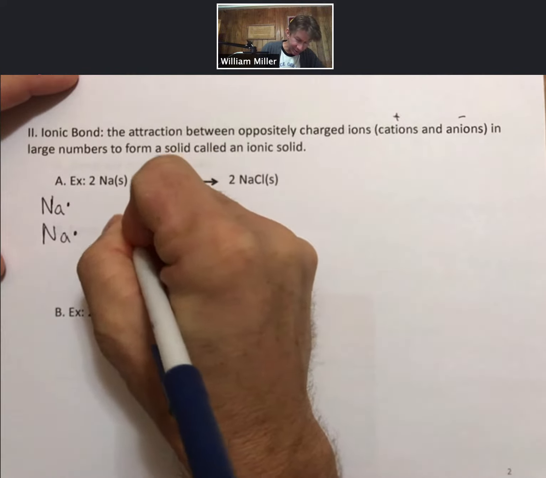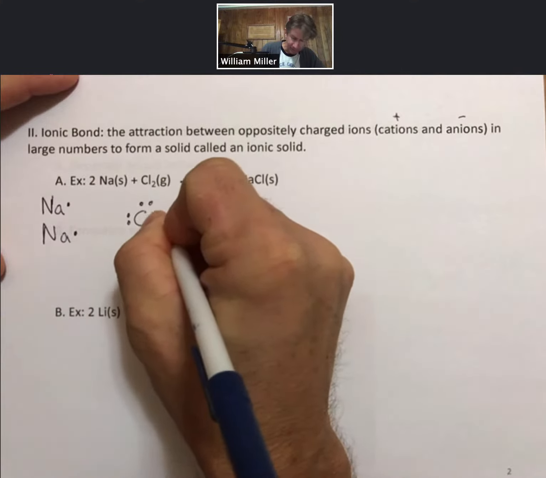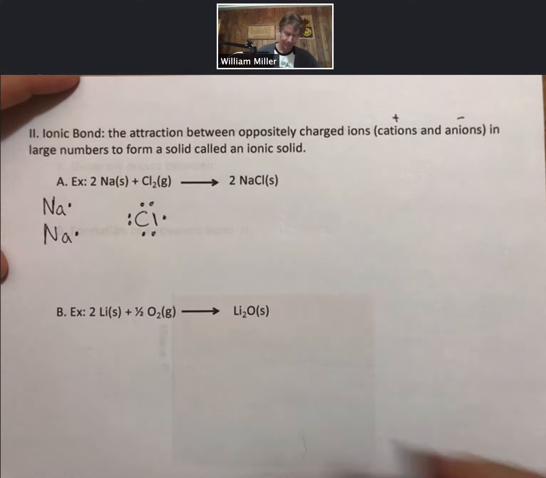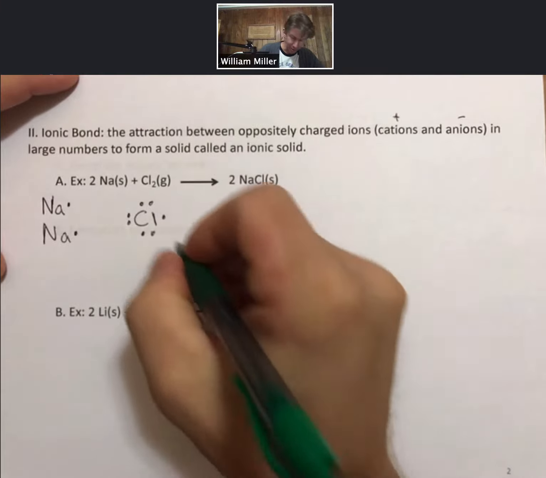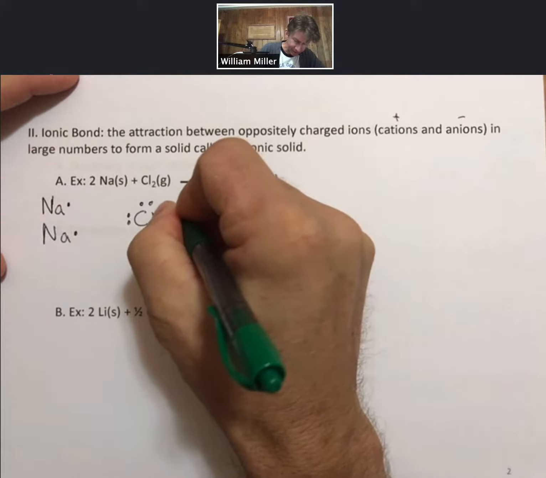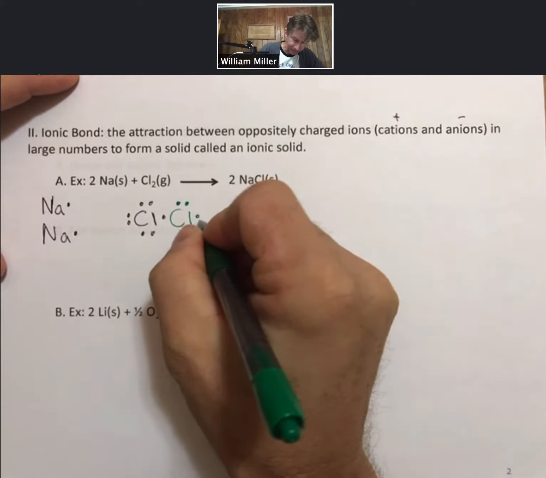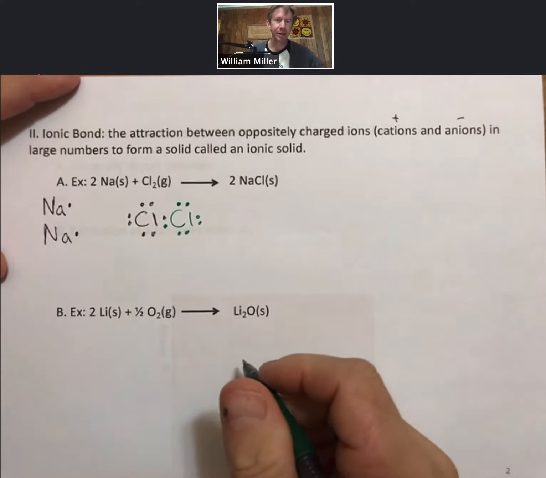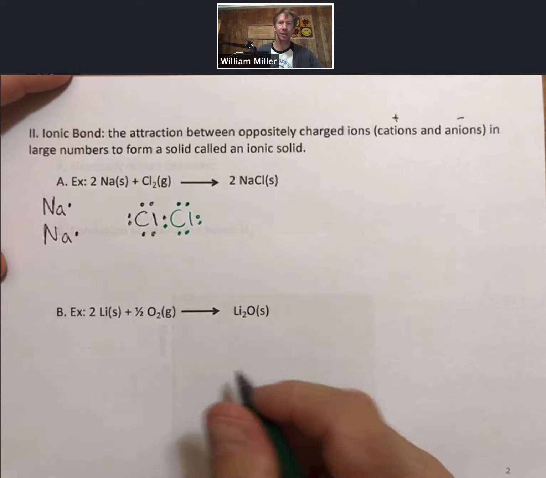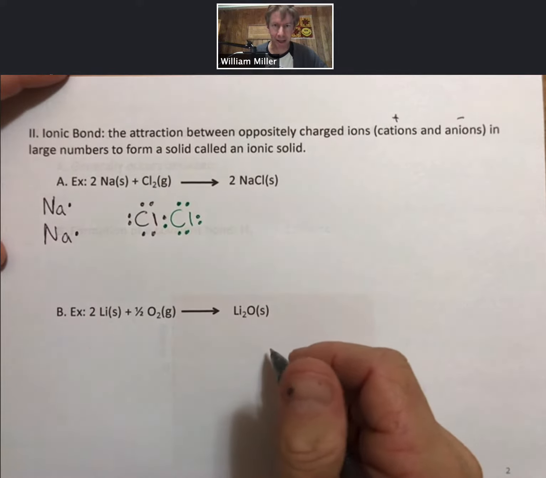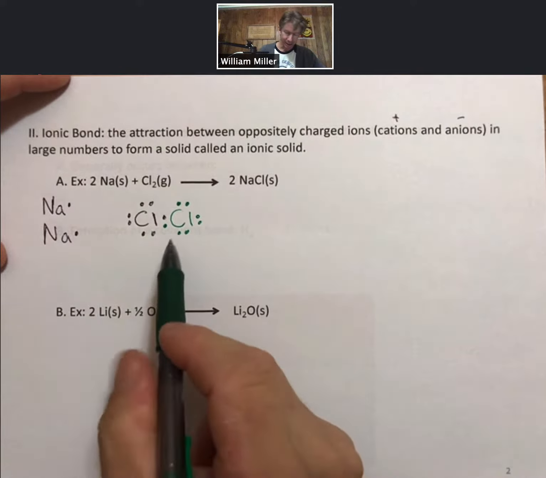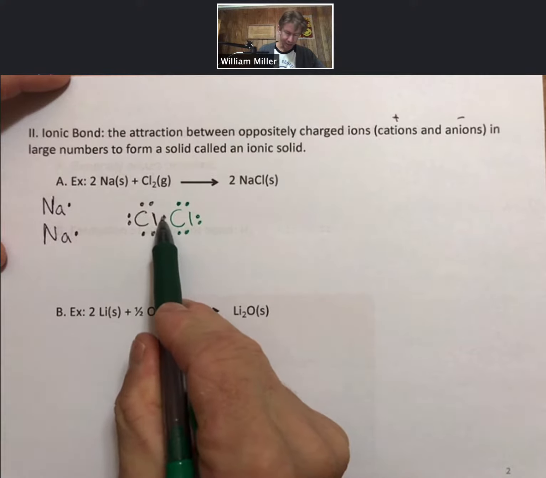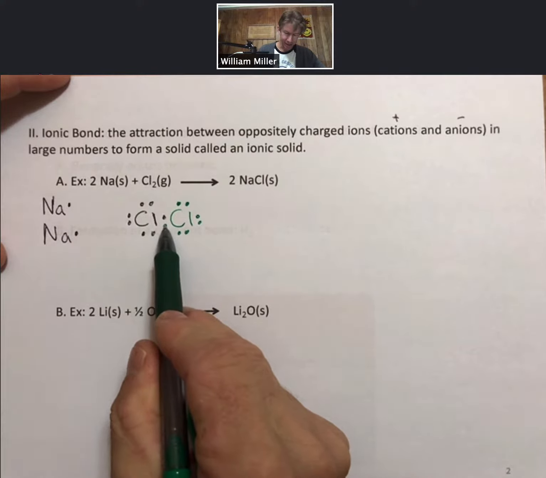Just like we did on the previous slide, here is one of the chlorines, and I'm going to draw the other chlorine in green. You can see it's 7 electrons. The electrons are indistinguishable, though, because an electron is an electron is an electron. What we can see is that these 2 electrons will be shared.